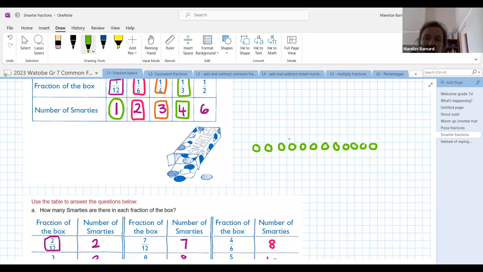Maybe they'll get one over two. If we're dividing 12 Smarties by four people. Three. That's it, three, there we go. So that's why we said a quarter is three. So you can use what we did here in the table to help you figure out the rest of it. Because if you have one quarter is three Smarties.